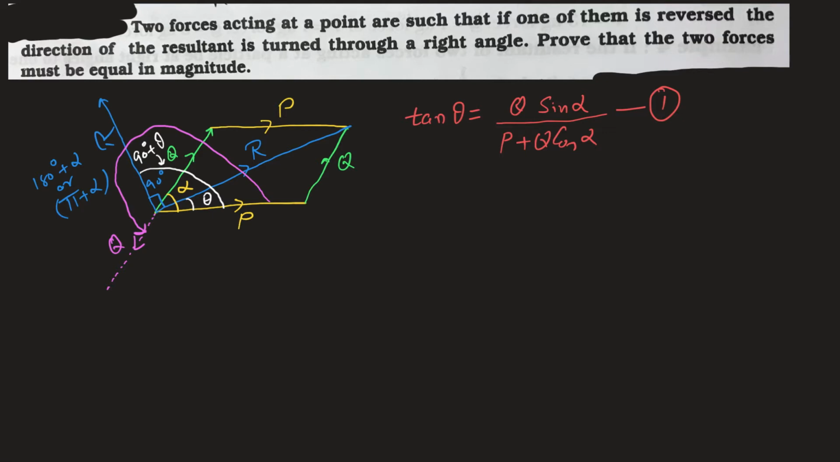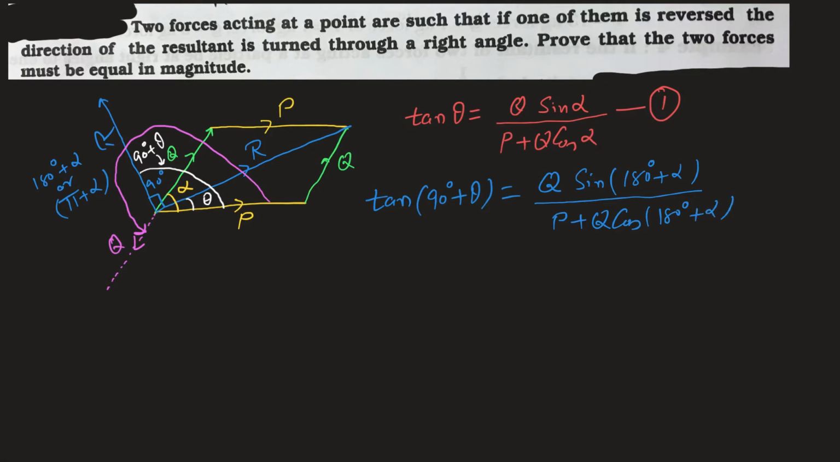Now we have taken this direction here, and the angle is measured in the anti-clockwise sense. So here I am going to write tan of the angle the resultant R is making with the force P, which is 90 plus theta. So I have no fear writing here 90 degree plus theta. The other force is Q. So this will be Q sine of the angle between them, 180 degree plus alpha, divided by the primary force P plus Q cos of 180 degree plus alpha. You may name it as equation number 2.